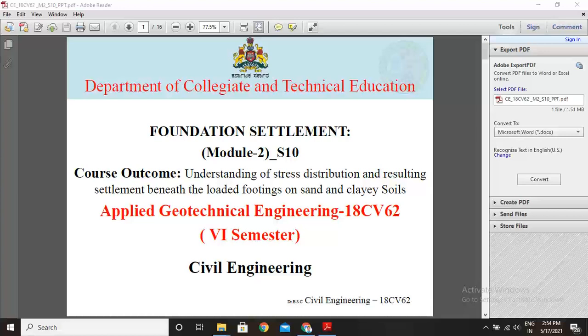Today I want to start session 10 of module 2. Title of the module 2 of phase 2 is foundation settlement. The course outcome of module 2 is understanding of stress distribution and the resulting settlement beneath the loaded footings on sand and clay soils. Subject title is Applied Geotechnical Engineering and subject code is 18 CV62 in 6th semester of Civil Engineering Department.